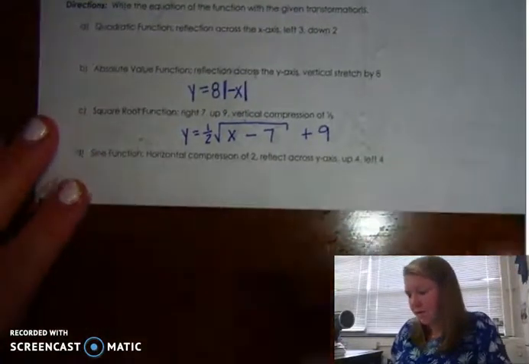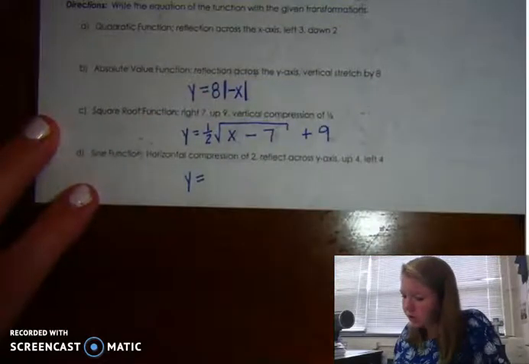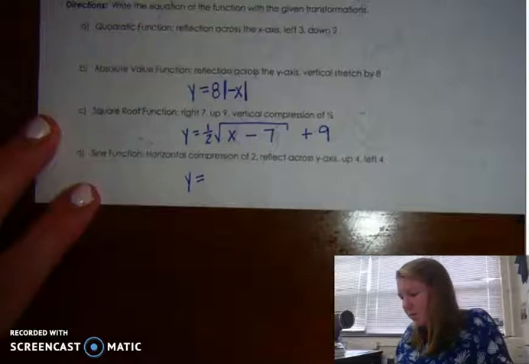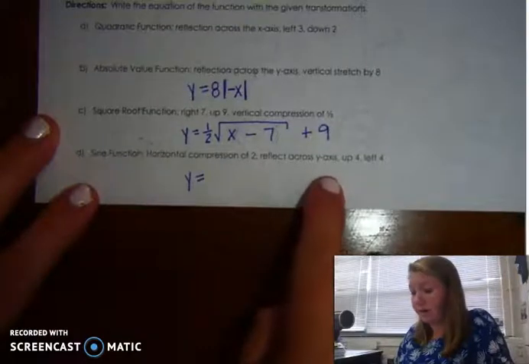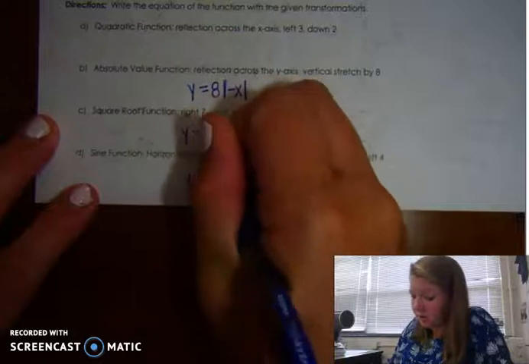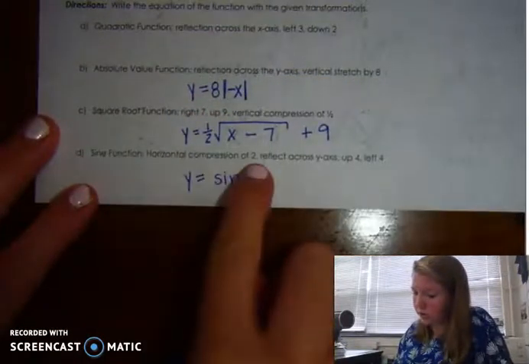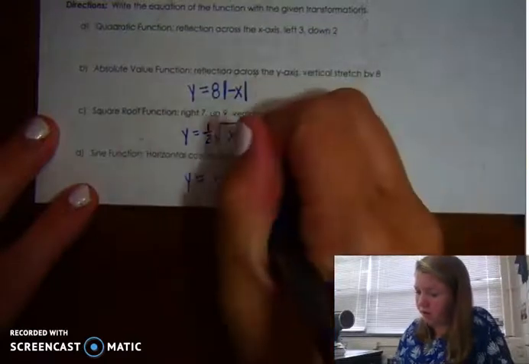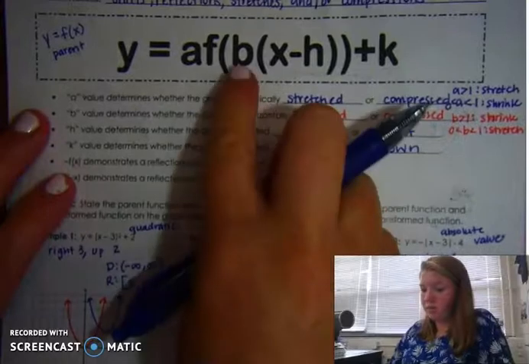All right, and then the sine function. We have a horizontal compression of 2, reflect across the y-axis, up 4, left 4. A lot going on here. I don't have a vertical stretch or shrink. I don't have a reflect across the x-axis, so nothing outside of the operation. So I'm going to go ahead and write sine. In parentheses, I'm going to do a horizontal compression of 2 and a reflection across the y-axis. So I'm going to write negative 2. That would be like this b here.